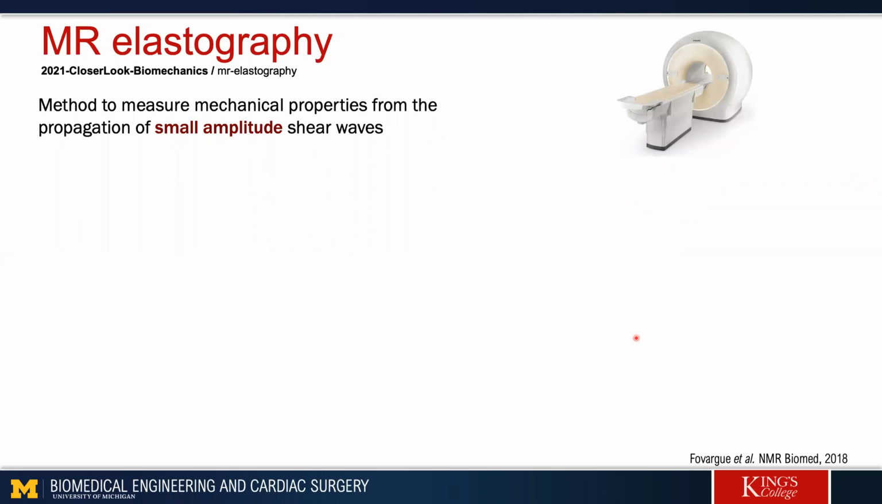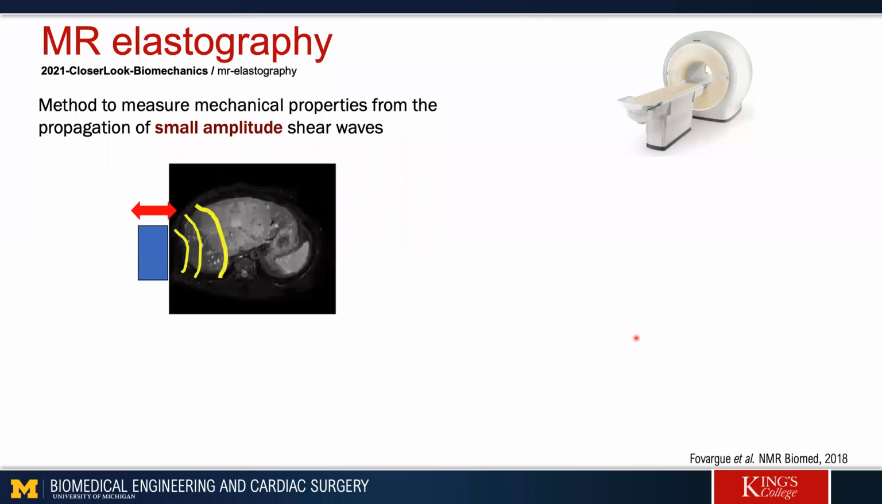So what you're doing is you're sending waves through a material, and then by looking at the motion of those waves, you can infer something about the biomechanical properties. And in particular for MR elastography, you send in these periodic, so basically sinusoidal small amplitude waves, usually somewhere around 10 to 200 hertz, and then you image them.